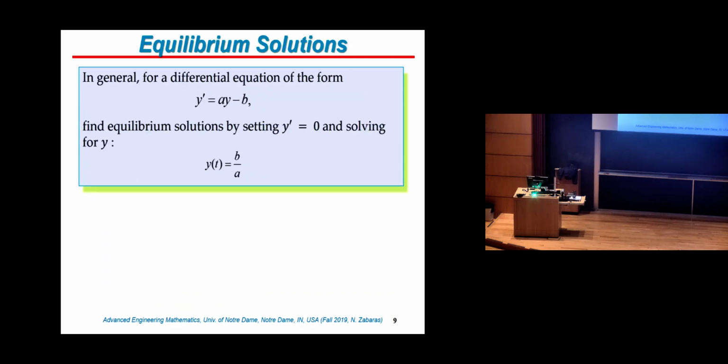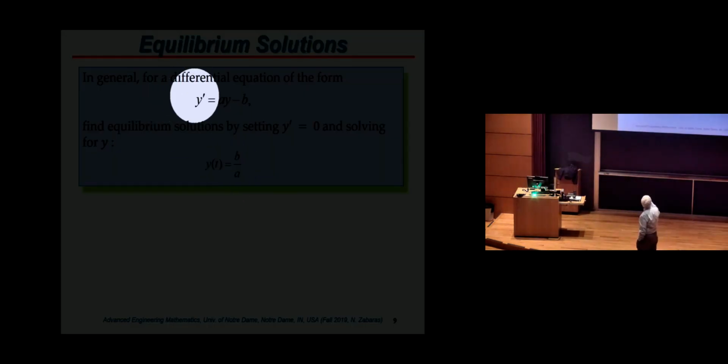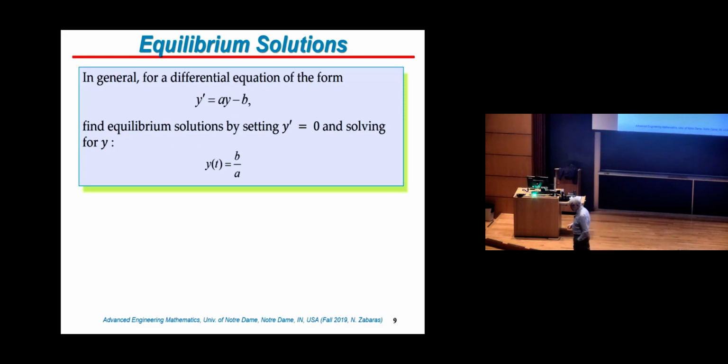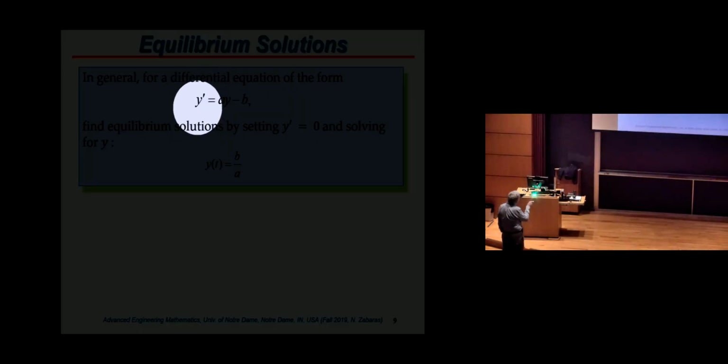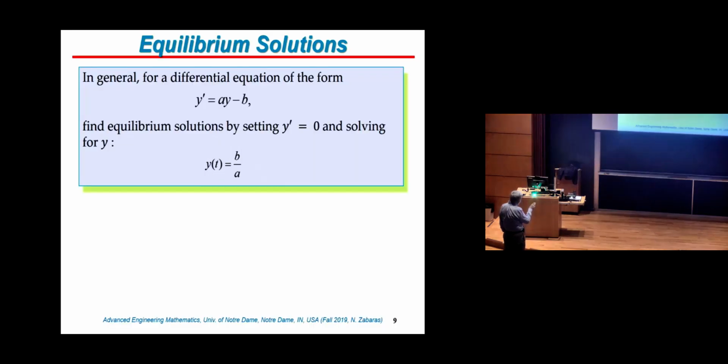So let me take a differential equation that looks very trivial. To simplify my notation a little bit, when you see y prime there, it means dy over dt. And mainly, I'm interested in initial value problems. So my independent variable to start with is time. All right, so the equilibrium solution for this will be when y prime equals 0. So the equilibrium solution is b over a. This is what we had before.